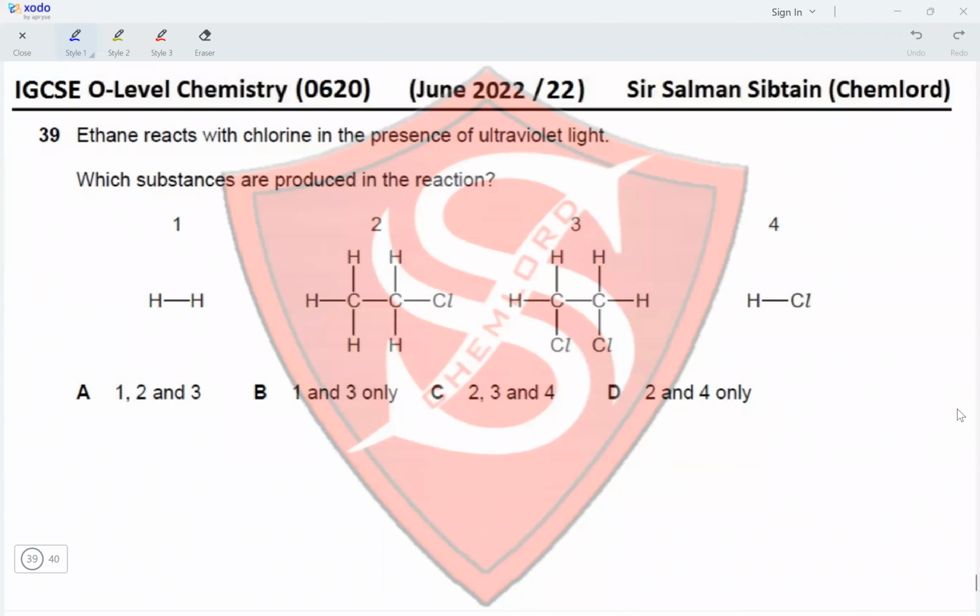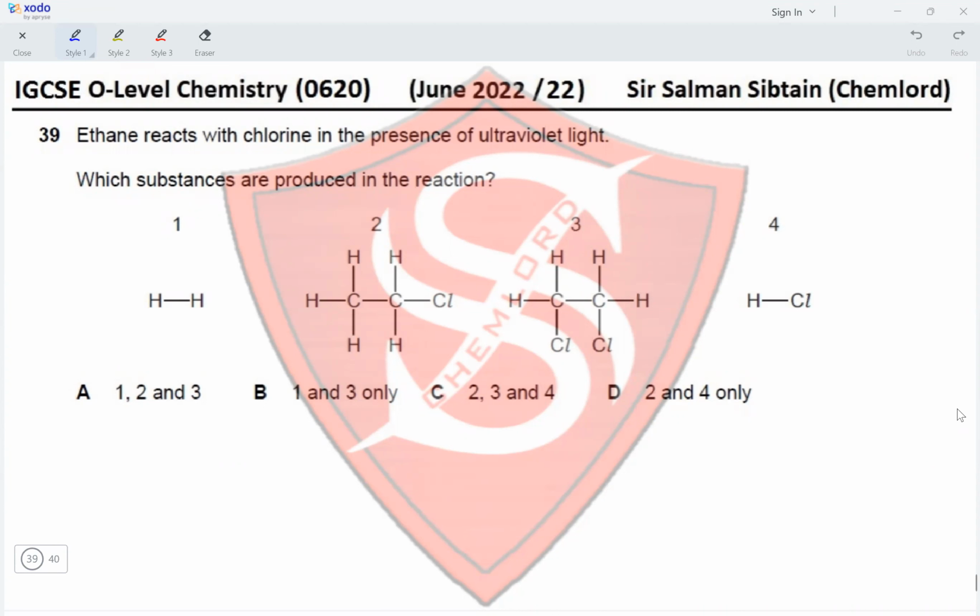Question 39. Ethane reacts with chlorine in the presence of UV light. Which substances are produced in the reaction? So ethane, being an alkane, undergoes substitution reactions with chlorine, which would produce chlorine substituted alkanes, and hydrogen chloride, HCl.